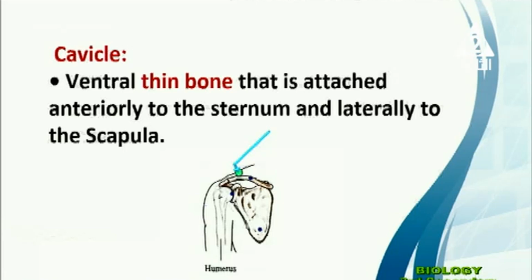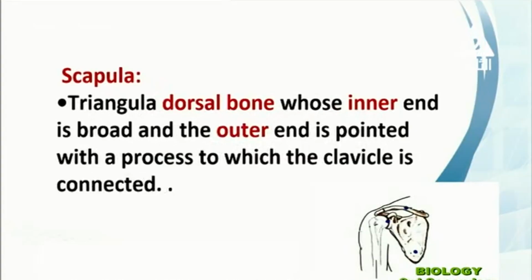And the scapula, I told you, is a triangular dorsal bone. Why do we call it triangular? It has the shape of a triangle, with three sides. Why do we call it dorsal? It exists at the back of your body. The inner end is broad, inside your body, in the middle of your body. The outer end is pointed, with a process to which the clavicle is connected like this.